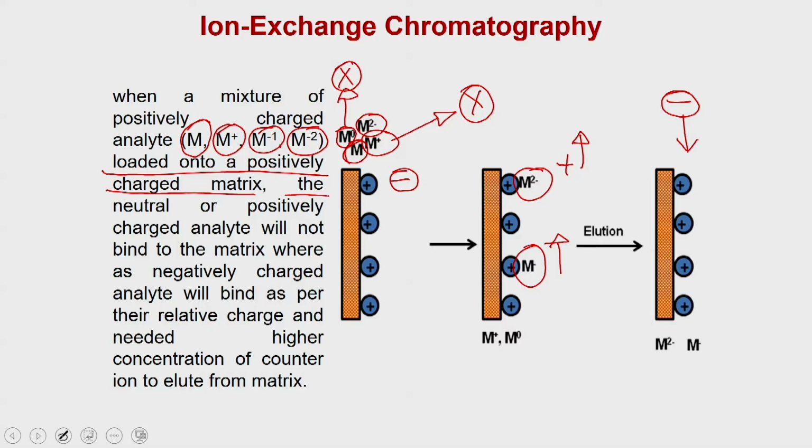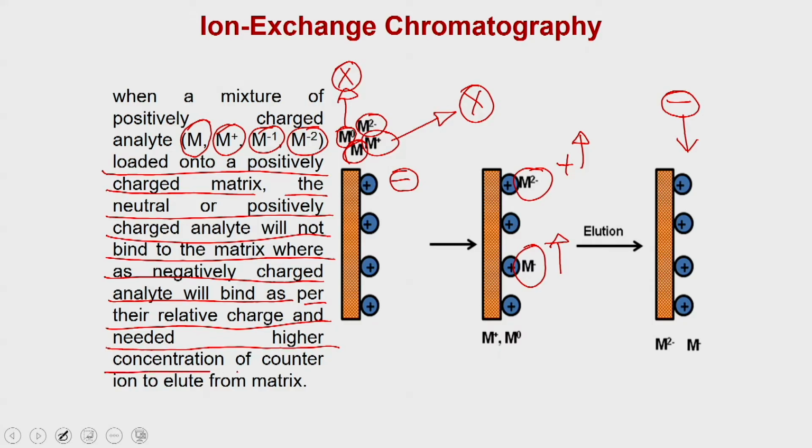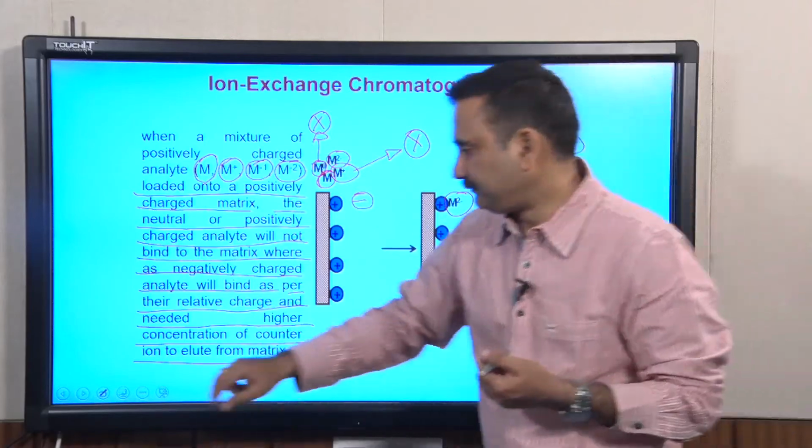So, the neutral or positively charged analyte will not bind to the matrix, whereas the negatively charged analyte will bind, and as per their relative charges they need a higher concentration of counter ion to elute from the matrix, which means M2 minus has a higher affinity for the matrix compared to M minus, and as a result when you elute with the counter ion, you will have to supply a higher concentration of the counter ion to elute M2 minus compared to M minus.